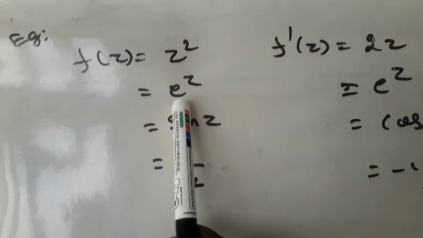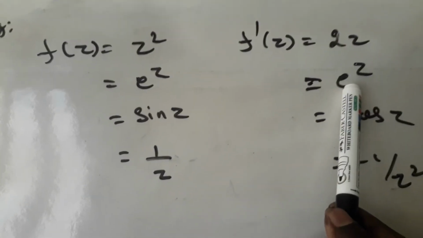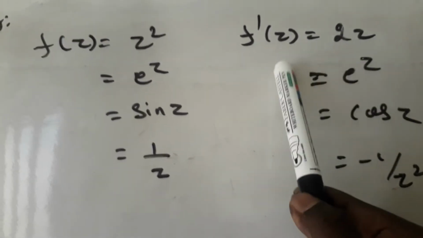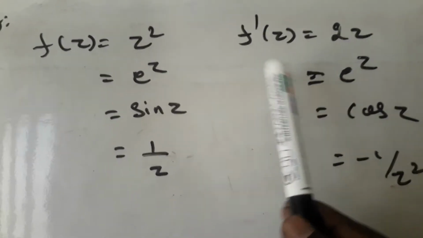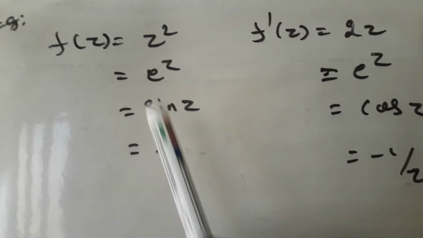Similarly, take another example, f of z equal to e power z. The derivative is also e power z. So for any point z, f dash of z exists. So clearly, any point z is called a regular point for this function.